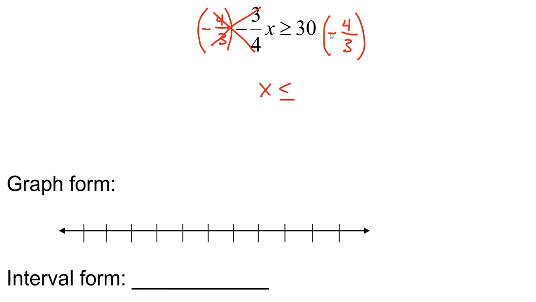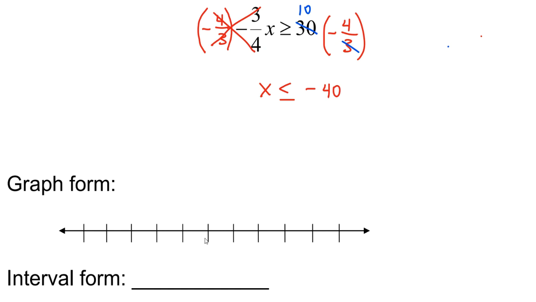Okay, so for the other side, I'm going to go ahead and reduce this fraction. 3 will divide into 30 10 times. So now I have 10 times negative 4, so that would be a negative 40.